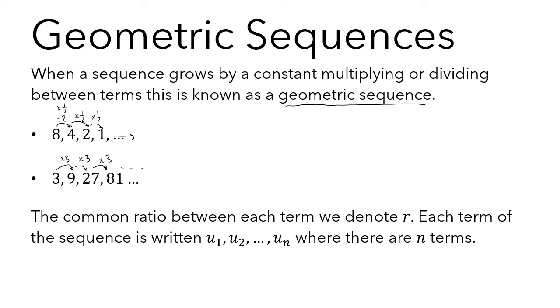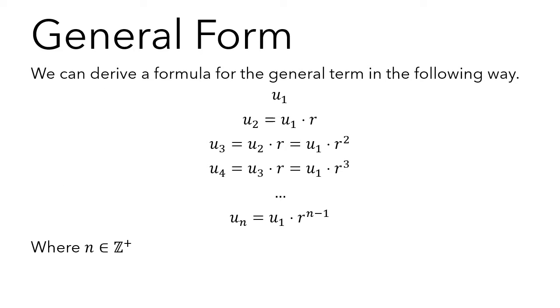So that common ratio between each term we denote with the letter r. And each term of the sequence is written u1, u2, so on and so on, un, where there are n terms. So we can derive the formula for the general term in the following way.